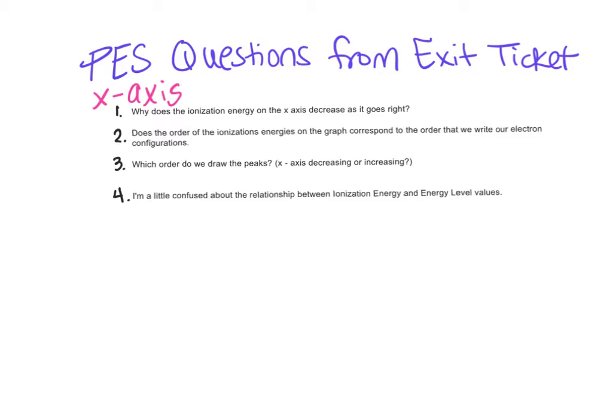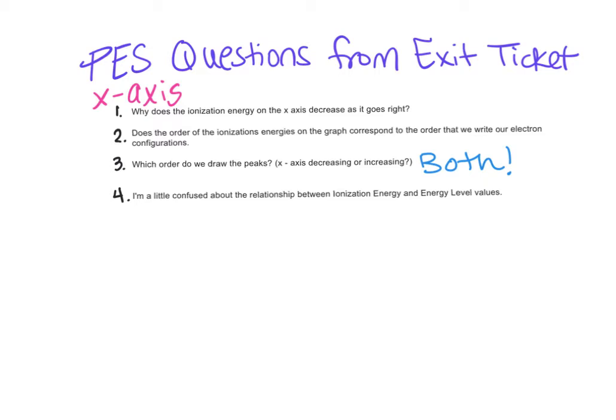Number 2: does the order of the ionization energies on the graph correspond to the order that we write our electron configurations? Yes. As long as, if you look at number 3, which order do we draw the peaks? Is the x-axis decreasing or increasing? Be careful because it can be both. All right, so you always have to look at your PES graph or PES spectrum, they're called, before you commit.